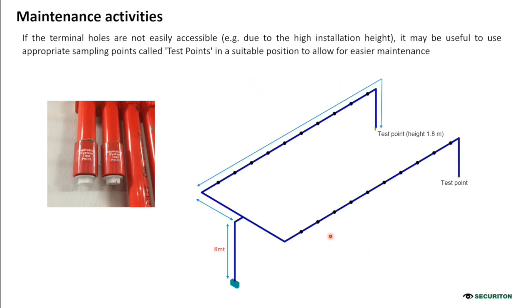So what happens if the farthest sampling hole is not accessible? In this case, the best thing is to place test points in a reachable position. For example, this is quite a high building, so I can install the pipe down in a position where they are reachable. And you see in the picture the testing points, so they are normally closed, and you open them during the maintenance to make the tests. So they are called testing points.